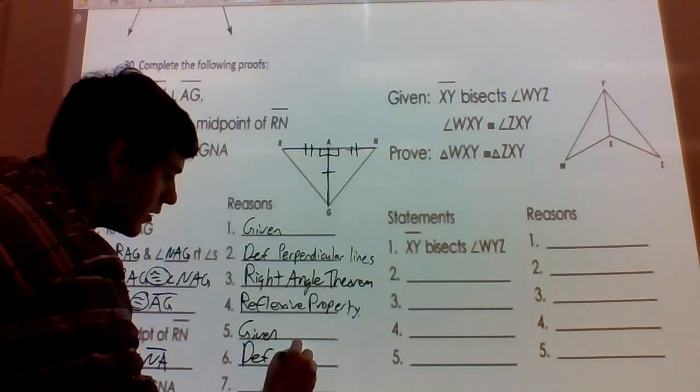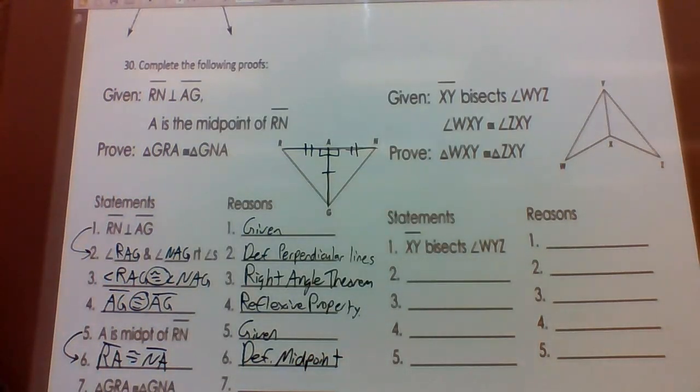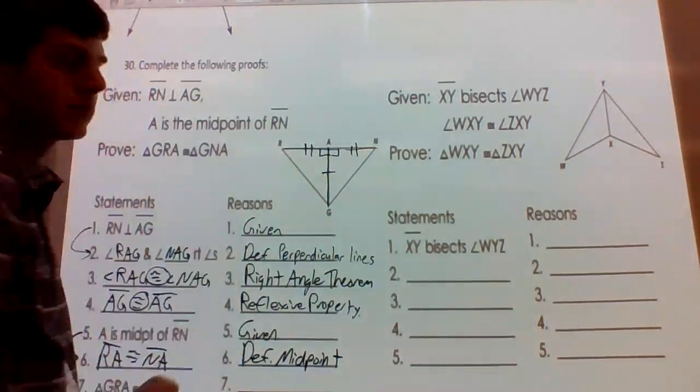Definition of midpoint is a point on the segment that splits the segment into two congruent segments, two congruent pieces. Splits the big one, RN, into two congruent parts.